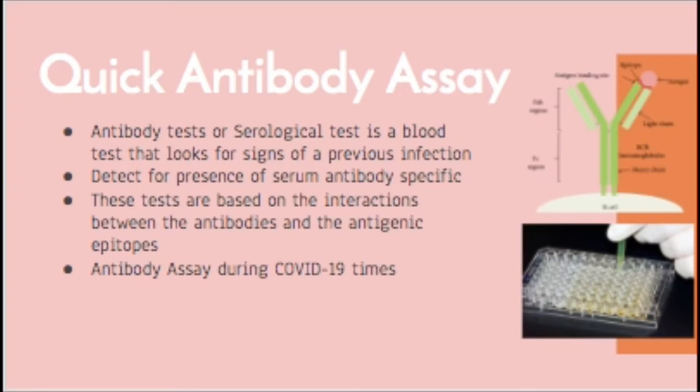Polyclonal antibodies are a mixture of immunoglobulin molecules that are created to fight against a particular antigen, and they are produced by different clones of plasma B cells. They can interact with different epitopes on the same antigen.